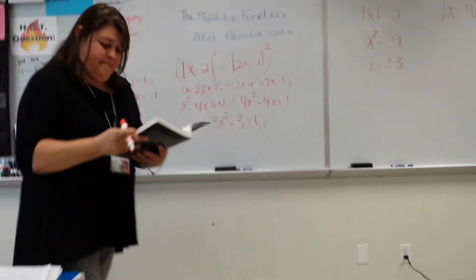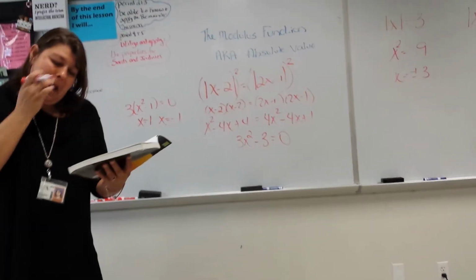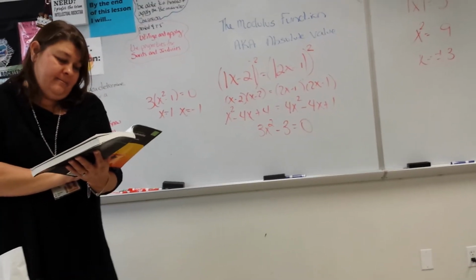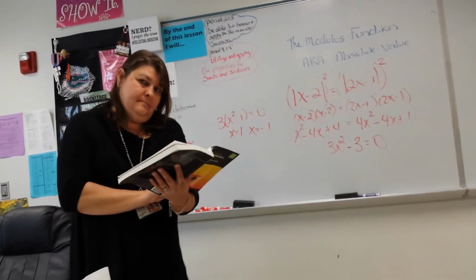Miss K? Yeah. So whenever you square something that has the absolute value over it, it gets rid of the absolute value. Right, that's right. Okay. So it's almost as if it wasn't even there at all.